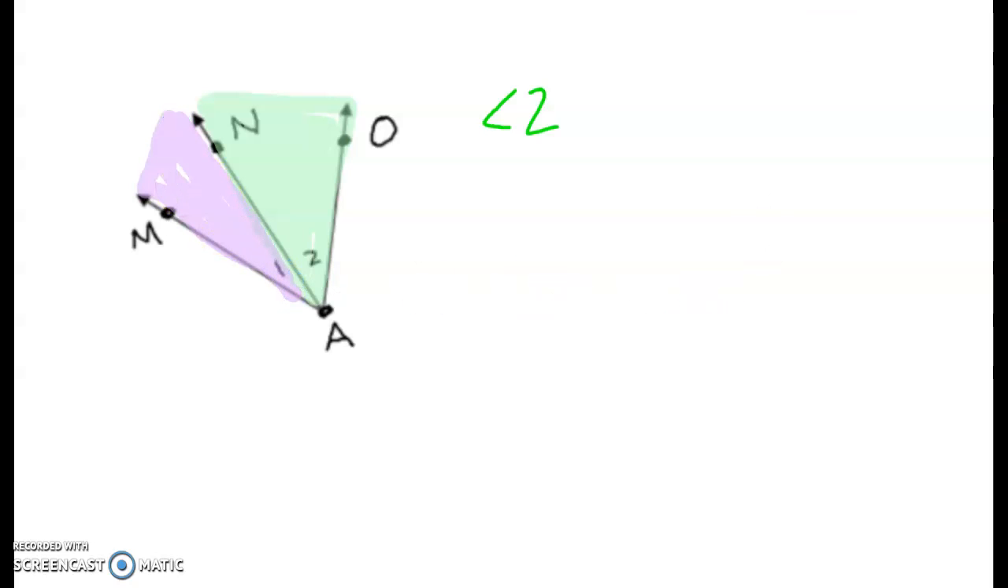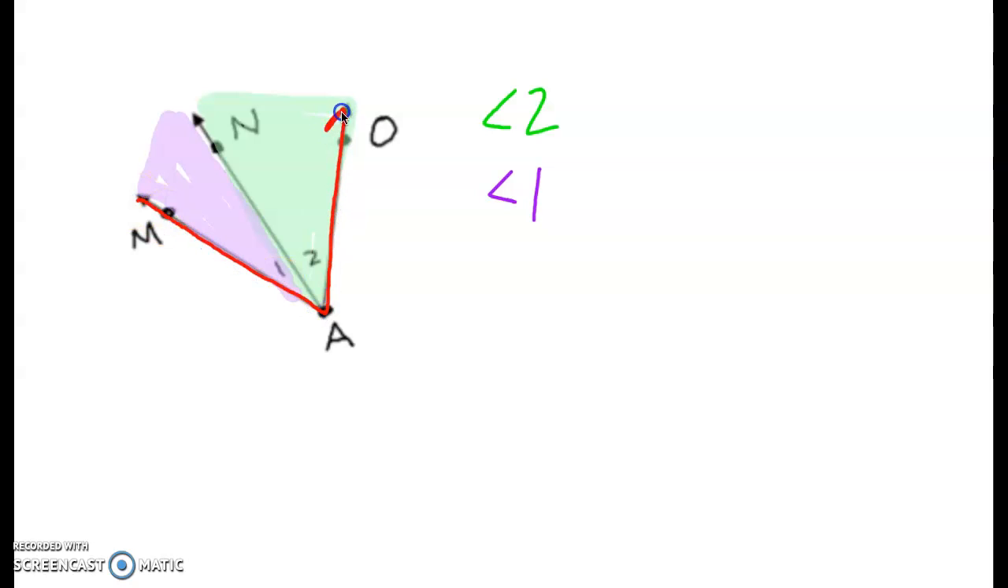All right, this angle, go ahead and label it. Hopefully you labeled it angle 1, because again, it does have a number inside of our smaller angle. That is the most efficient way to label it.